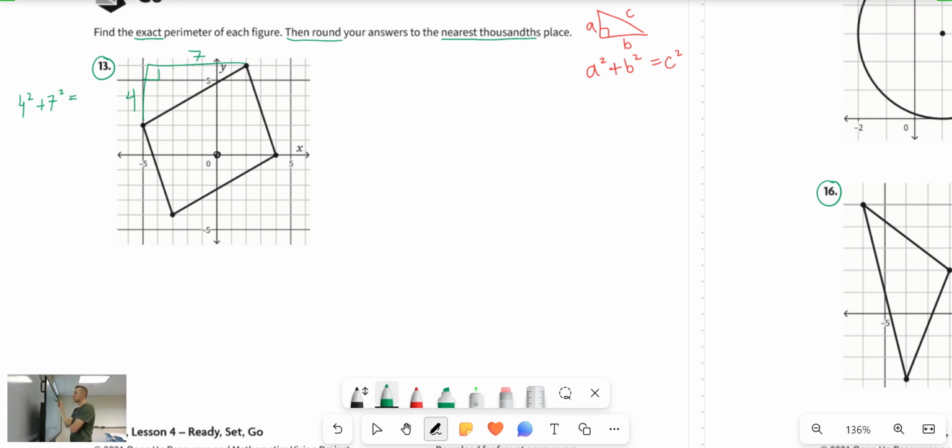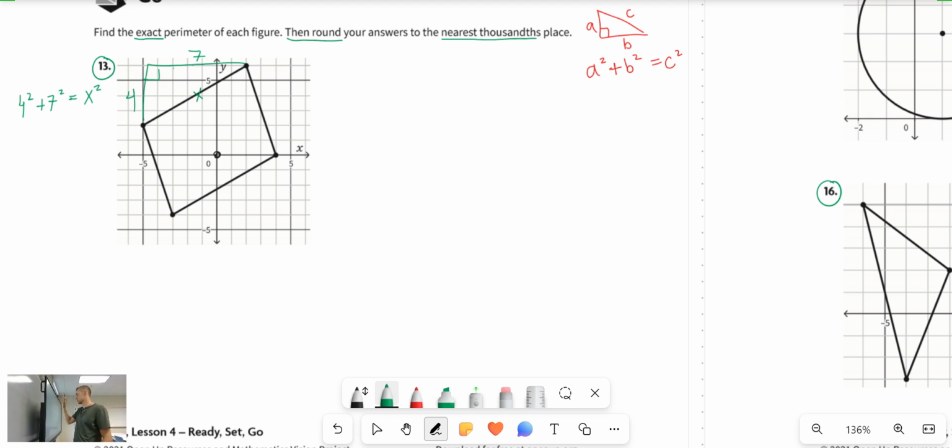Let's just leave it blank. We don't know. It's something squared. We'll just call it x squared. We'll say that this is going to be, yeah, we'll call this x. That's going to be our x. All right, 4 squared plus 7 squared equals x squared.